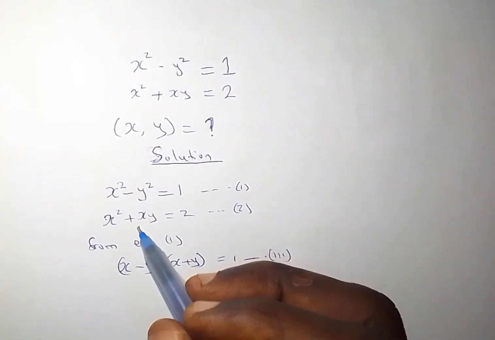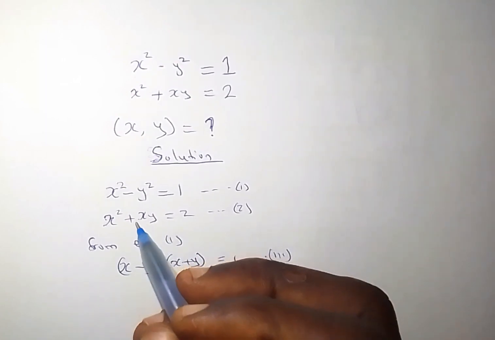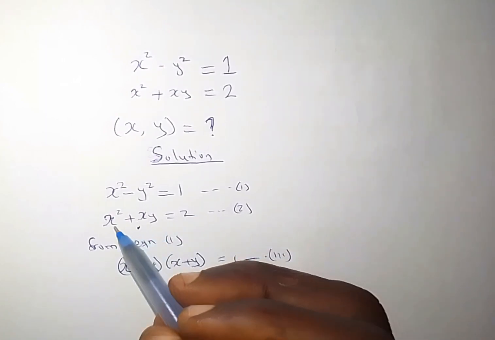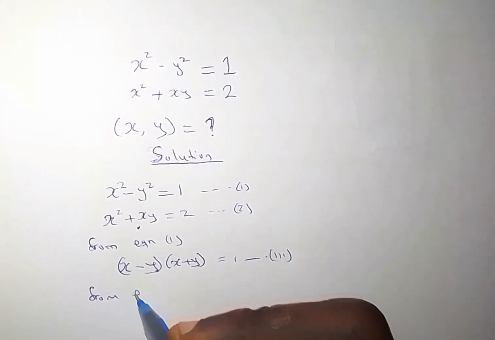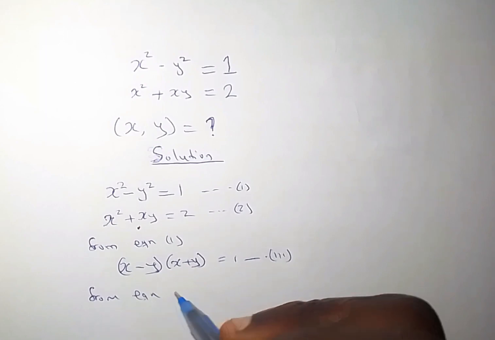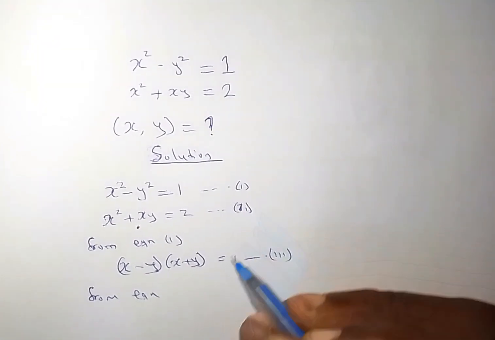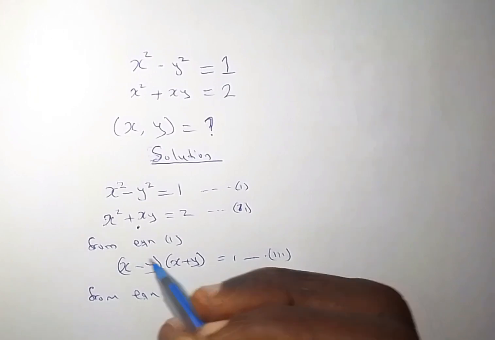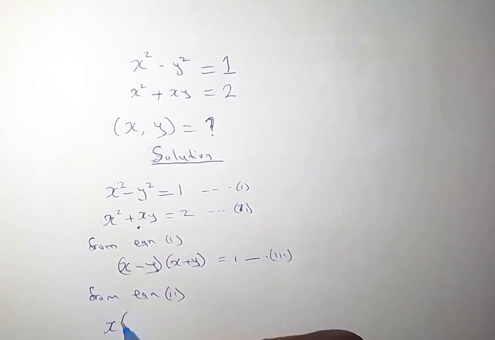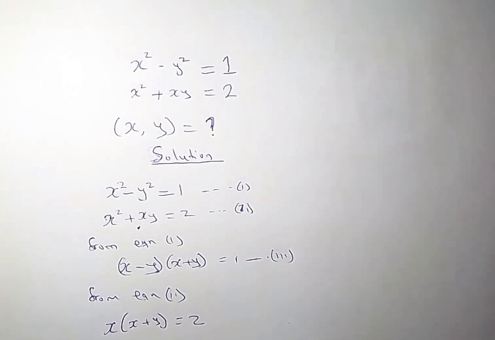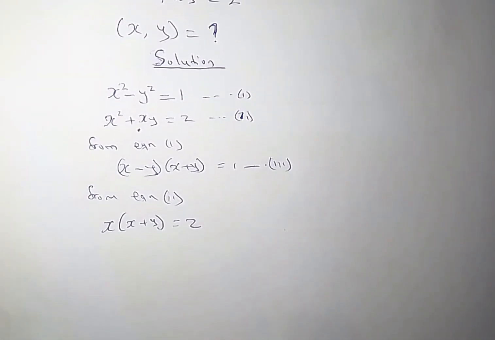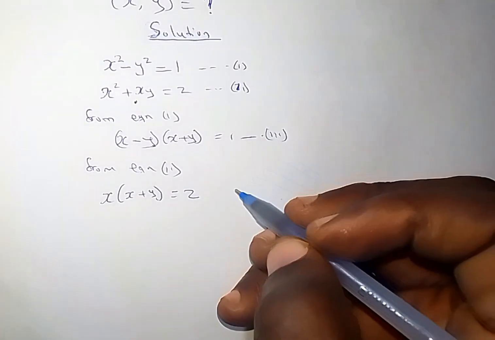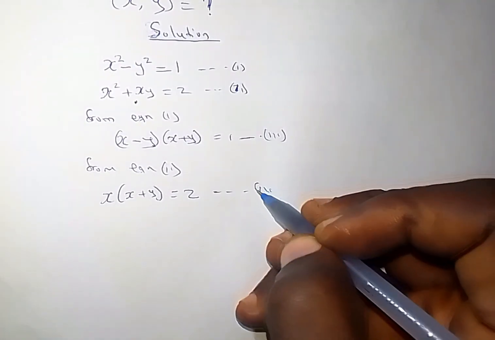So let us look at equation 2 and see how we can also write this one. So I can factor out x from this. From equation 2, let me name this Roman figure 2, this can be written as x into bracket x plus y equals 2. So I factor out the common factor, which is x, from the equation. Let's name this one equation Roman figure 4.